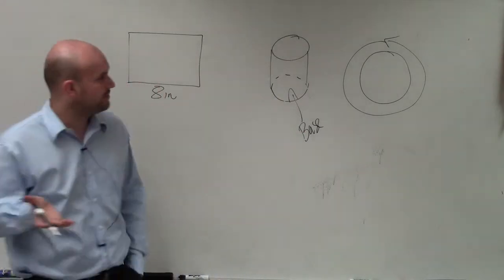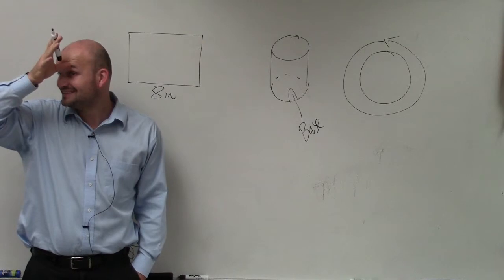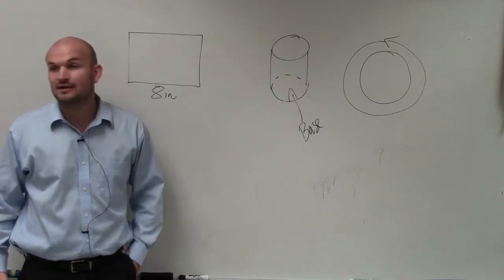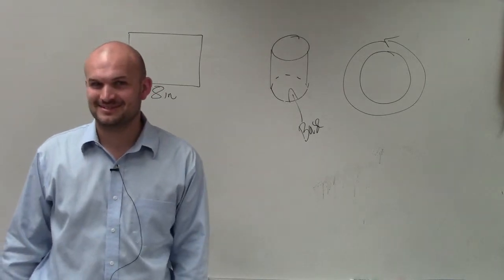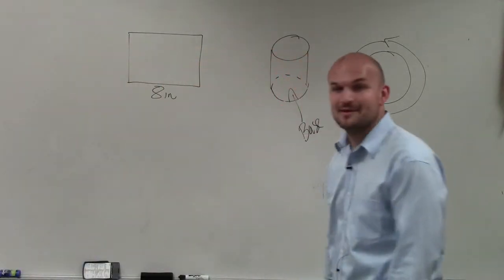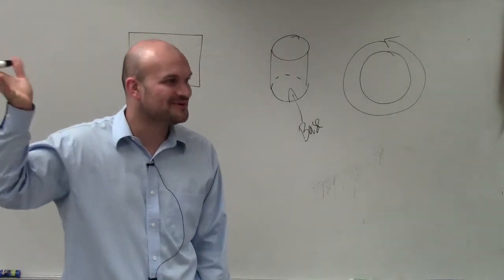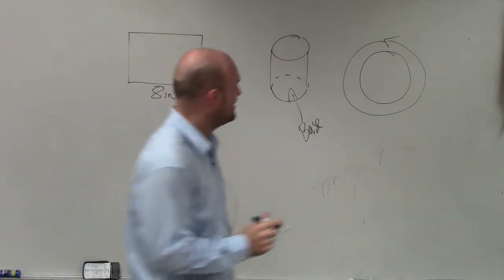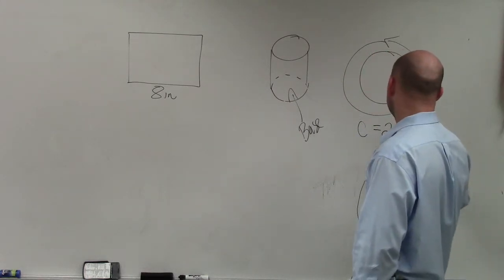Now, Sierra, what do we call the distance around a circle? Starts with a C, ends with circumference. Circumference, right? Does anybody remember the formula for circumference of a circle? 2 pi r. So the circumference of our base is 2 pi r.